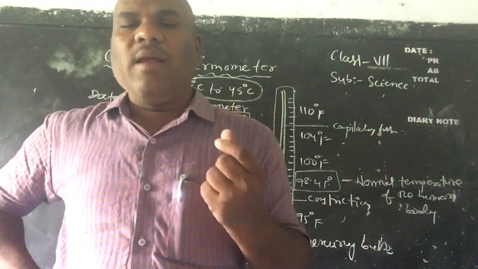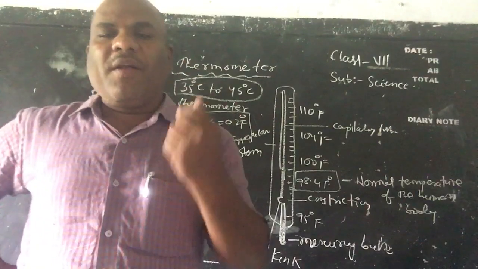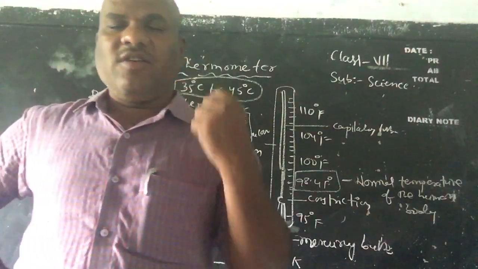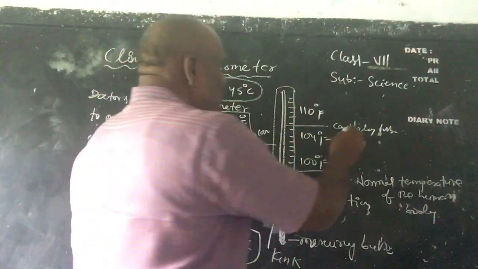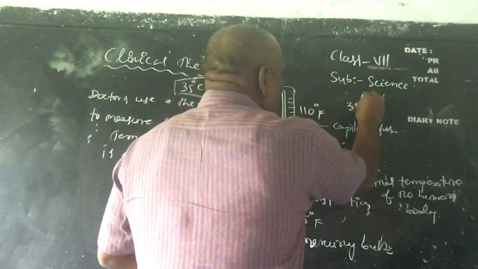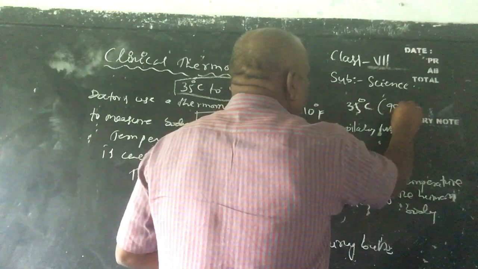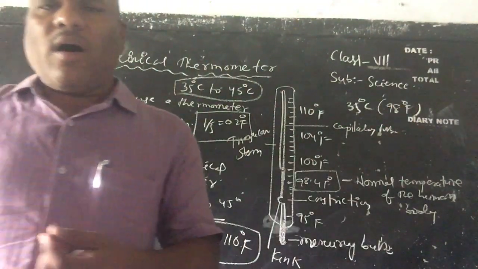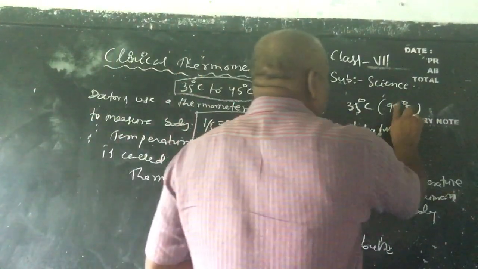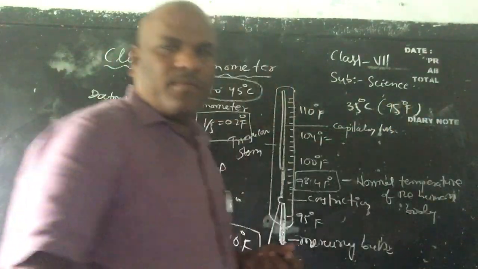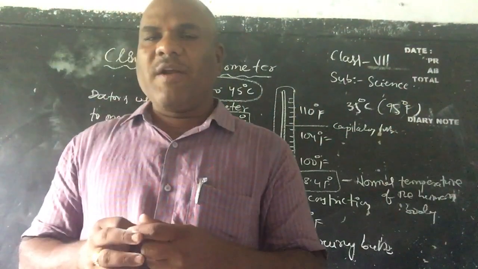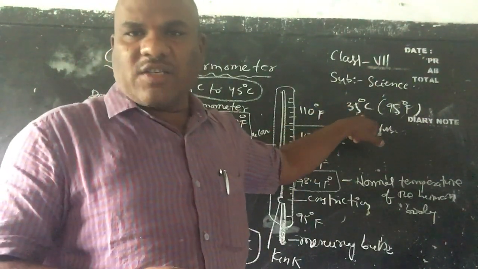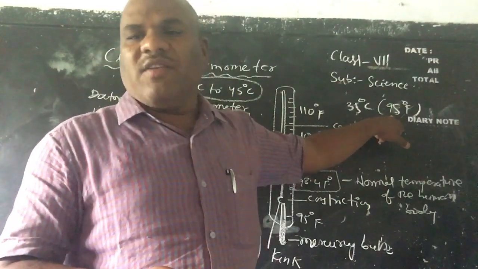These jerks will bring the level of mercury down and ensure that it falls below 35 degrees Celsius, which is 95 degrees Fahrenheit. We have to see that the level of the mercury lies below 35 degrees Celsius. If it is the Fahrenheit scale, it should be below 95 degrees Fahrenheit.